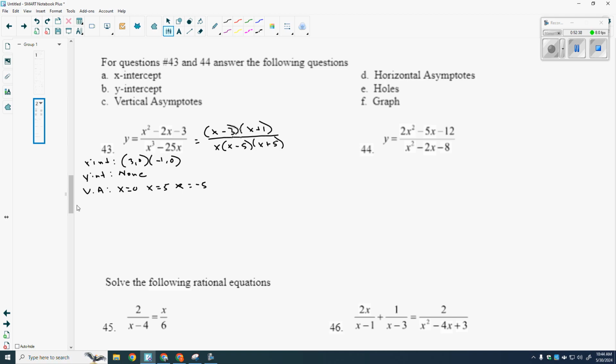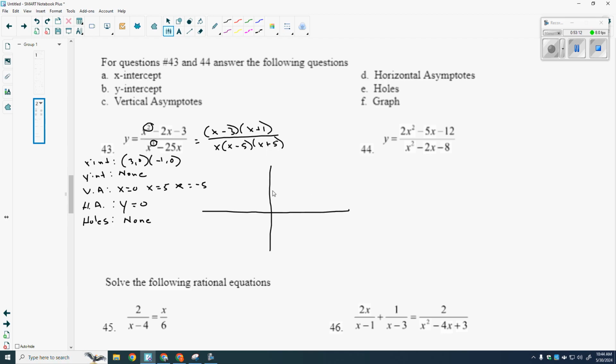Okay, horizontal asymptotes. It's going to be a y equals. Looking at your notes, if the degree of the top is smaller than the degree of the bottom, my horizontal asymptote is y equals 0. Holes. When there's a factor on top and bottom that are the same, there's a hole. Don't leave it blank. If you leave it blank, I assume you don't know how to answer the question. Holes? None. Okay, let's graph this thing.